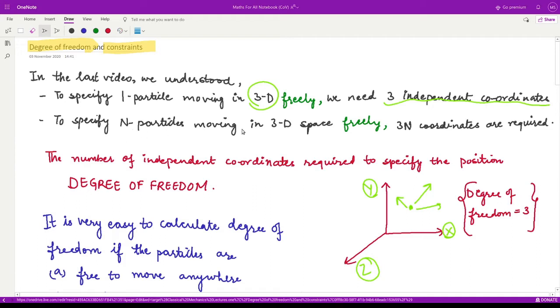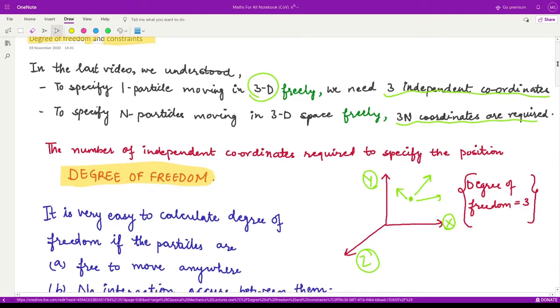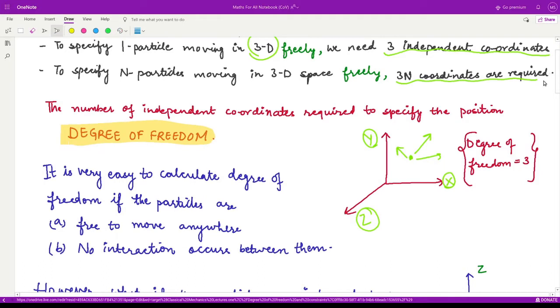Moreover, for n particles, we saw 3n coordinates are required to let them move freely in space. So we have a term called degree of freedom which represents this movement. The number of independent coordinates which are required to specify the position is known as the degree of freedom. And you have noticed that it is very easy to calculate the degree of freedom whenever the particles are free to move and there is no interaction occurring between these particles, right?